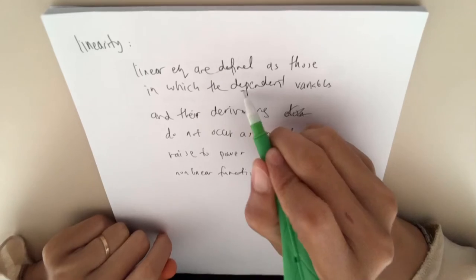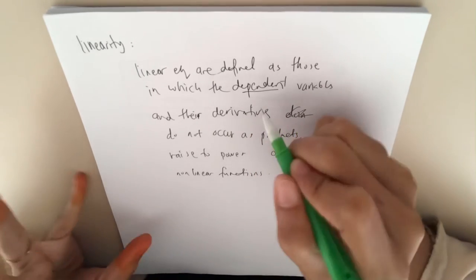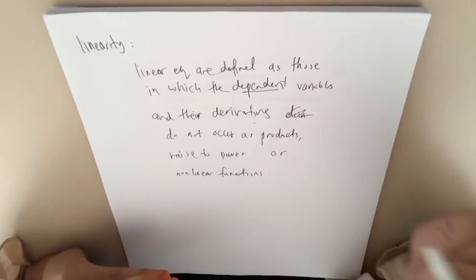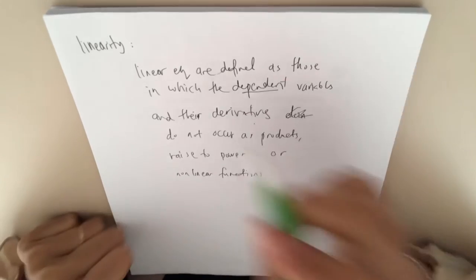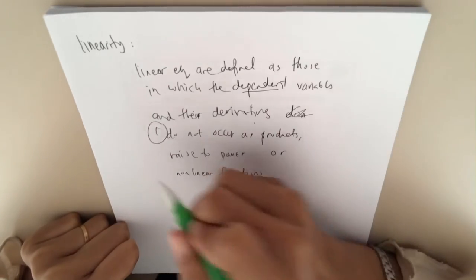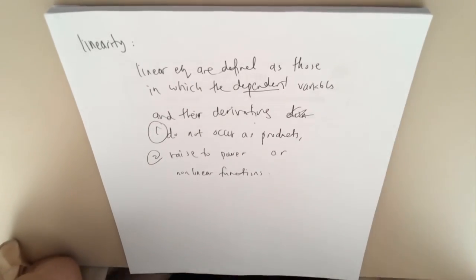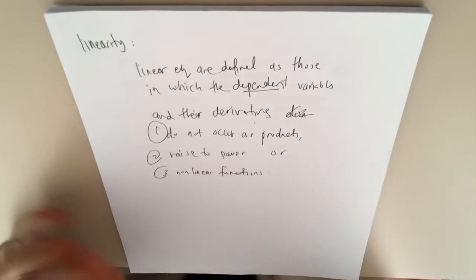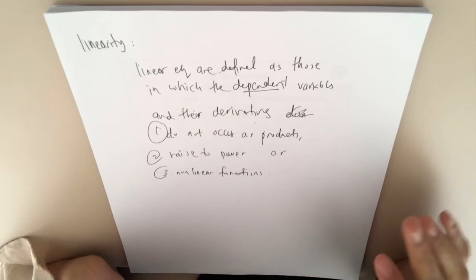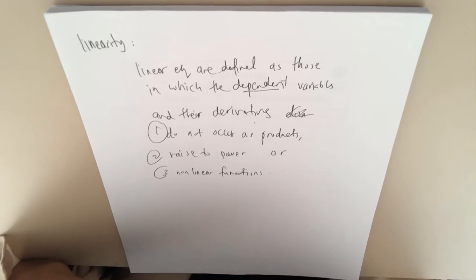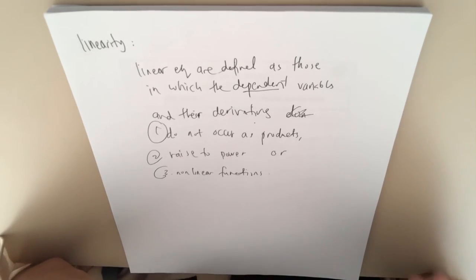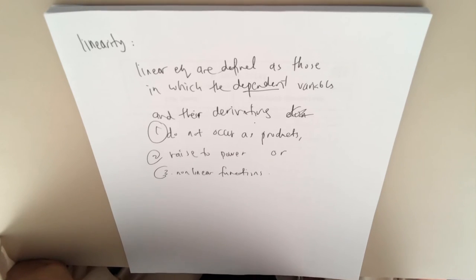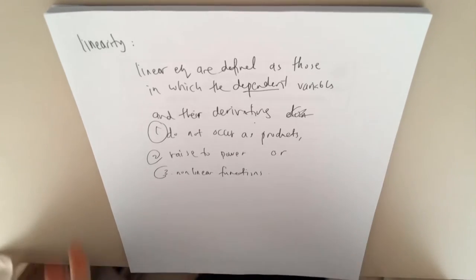So this is the meaning of linear equations. They are defined as those in which the dependent variable and their derivatives do not occur as a product. This is the first one. Must not be raised to power and also non-linear. So maksudnya ada 3, there are 3 conditions to make the equation linear. So the first one must be do not occur as a product. Product between what?